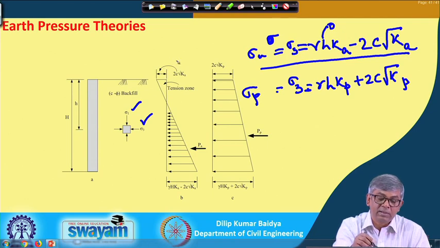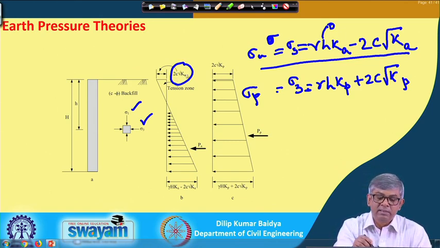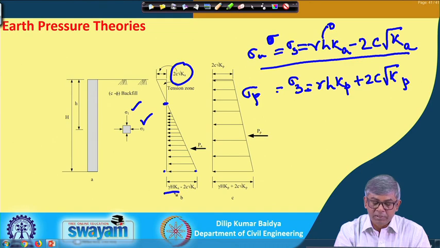So, at the surface we will get a negative value, minus 2 c root k a, and when h increases, this minus becomes plus. So the negative value will be decreasing, and at some point when the negative and positive values are equal, it becomes 0. With further increase of h, it will give you a value at the bottom of the wall, gamma h k a minus 2 c root k a. So, this is the active earth pressure distribution for c-phi soil behind the wall.